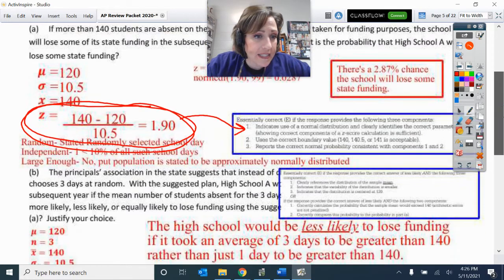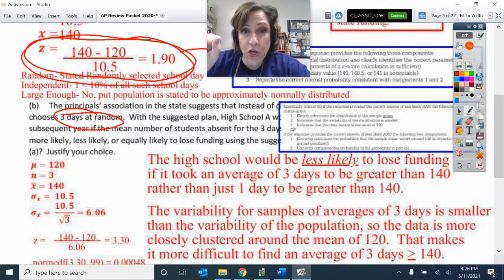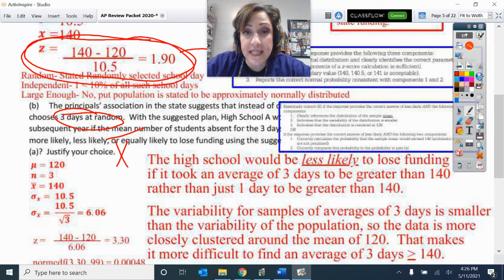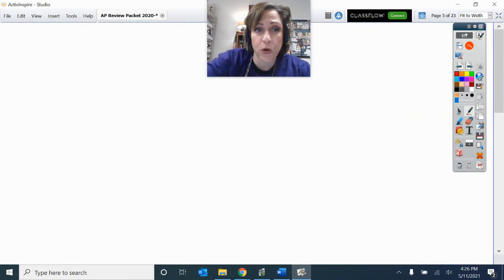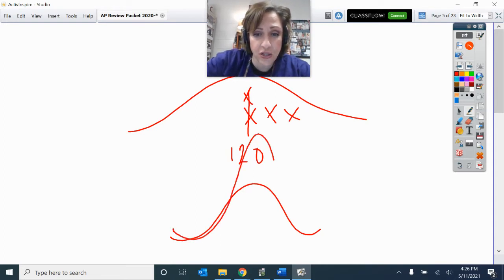All right, next, part B. Now they are going to take 3 days chosen at random. So that's going to be an average, an X bar of 3 days. This is now making a sampling distribution where we don't have individuals anymore. We don't have individual days that average at 120, but we have now averages. See how it's going to be taller and skinnier? And these are X bars, average of 3 days, average of 3, average of 3.